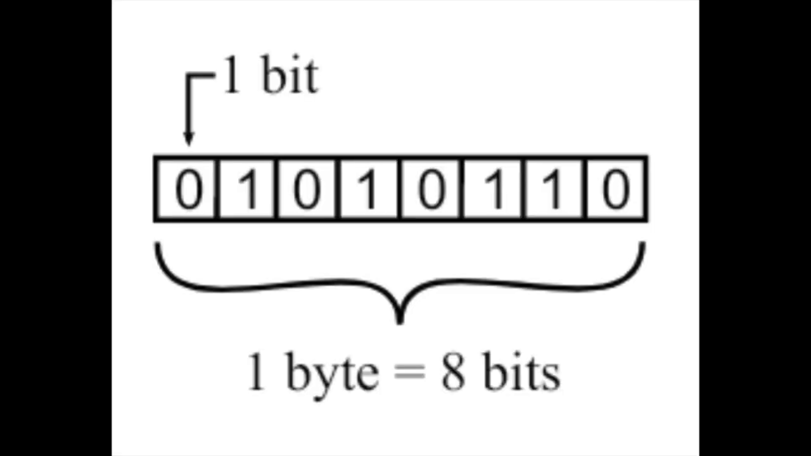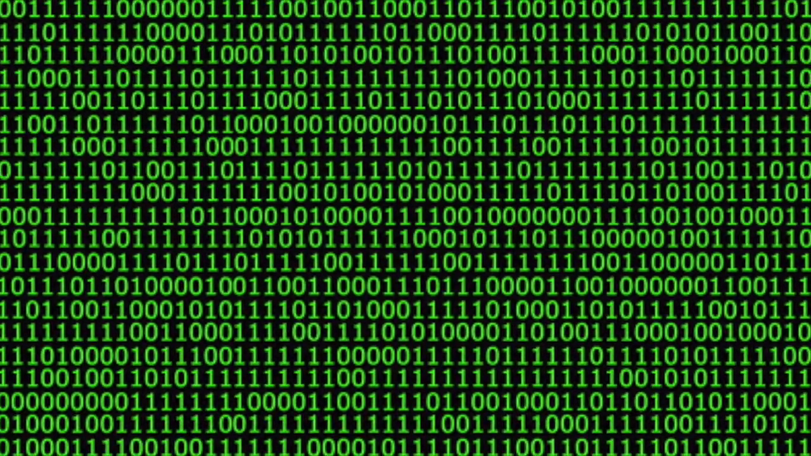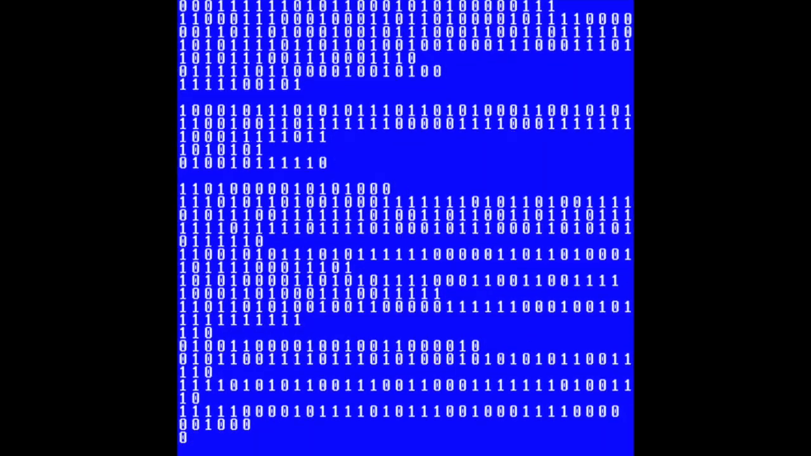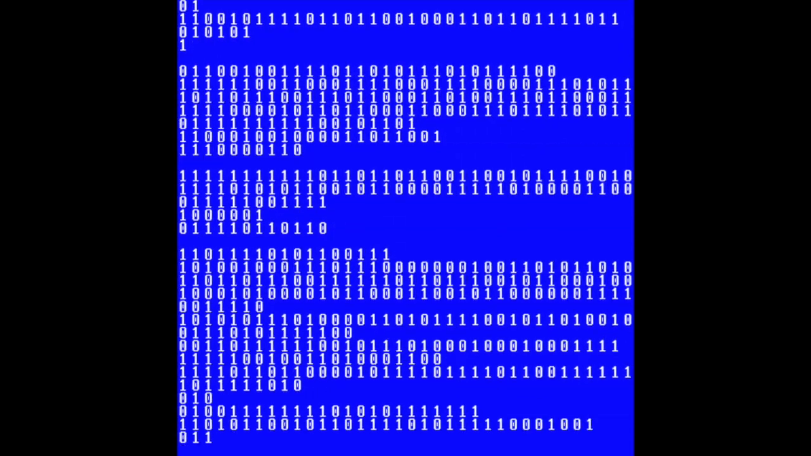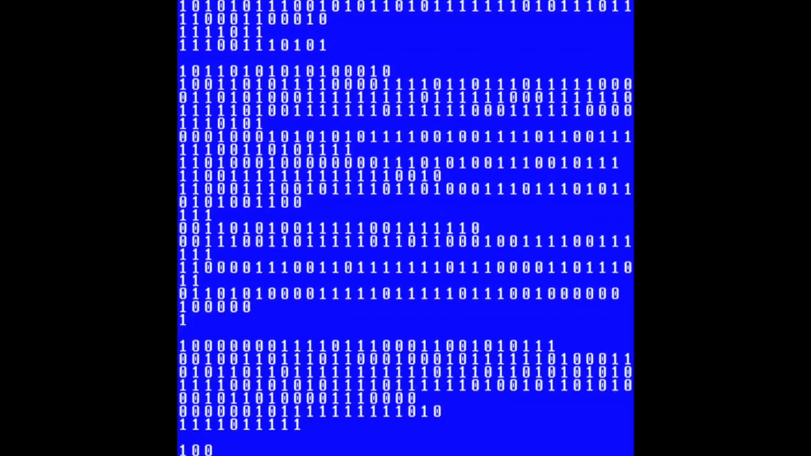Each digit, either a 0 or a 1, is called a bit of information. A bit is the smallest piece of information. 8 bits together make 1 byte. See all these zeros and ones? Now that's a lot of code. Our computers and personal devices store literally billions of bytes of information. That's billions of letters and numbers.